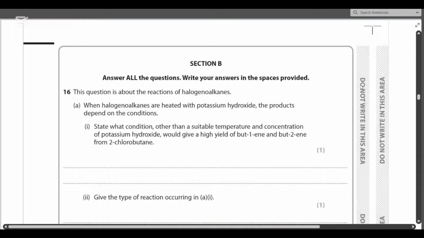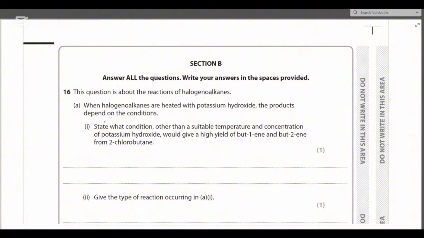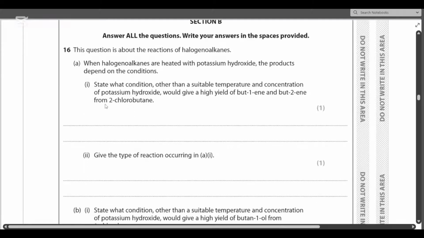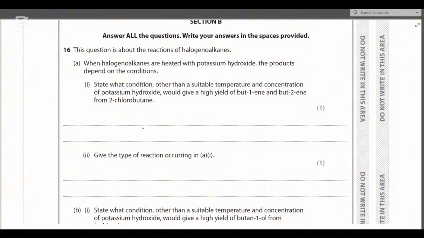Moving on, let us start section B now. Number 16. This question is about the reactions of halogenoalkanes. When halogenoalkanes are heated with potassium hydroxide, the products depend on the conditions. State what other condition, other than a suitable temperature and concentration of potassium hydroxide, would give a high yield of but-1-ene and but-2-ene from 2-chlorobutane. Obviously, the only condition required for heating halogenoalkanes is ethanol as the solvent, with the potassium hydroxide dissolved in ethanol.